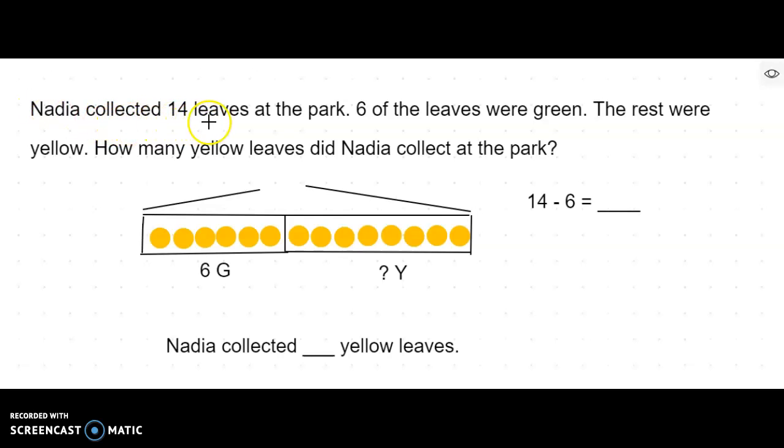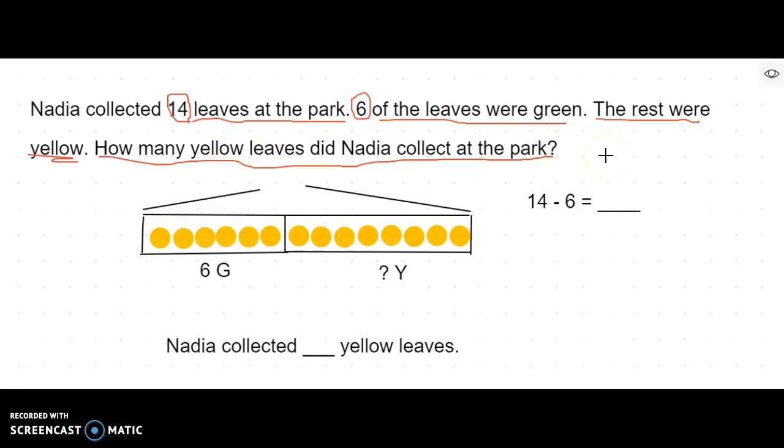Nadia collected 14 leaves at the park. All right, so I have a number here, 14. Probably need to know that. Leaves at the park. 6 of the leaves were green. So that's a number there, so I should probably underline this. This is probably important. 6 of them were green. The rest were yellow. Okay, I'm going to underline that too, that the rest were yellow. Oh, and here's my question. Here's what I want to know. How many leaves did Nadia collect at the park? Okay, so yellow leaves. Sorry, how many yellow leaves did Nadia collect at the park?